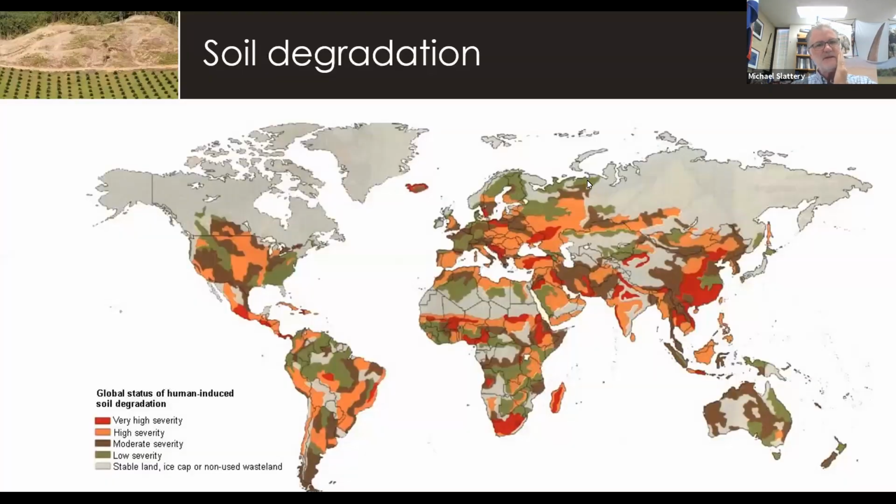That should be good. All right, so this again is one of these broad maps, similar to one we looked at when we talked about deforestation, showing areas that have been impacted by human beings. This is a map of soil degradation. Soil degradation includes several things, right?